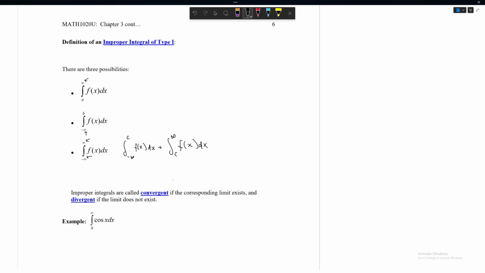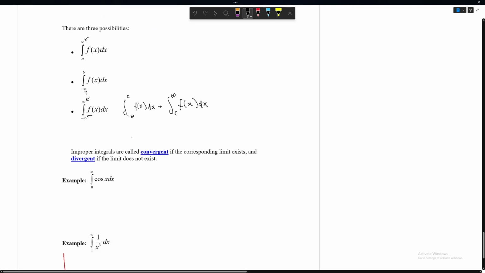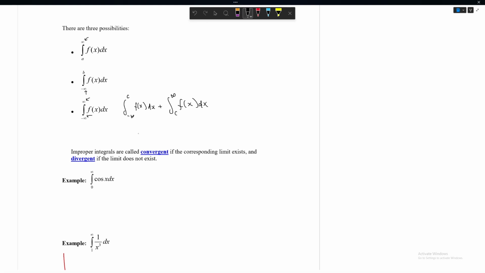By the way, I'm using my mouse to teach these lectures. I'm not even writing with a pen. This is not my handwriting. This is literally me using a mouse. So cut me some slack.